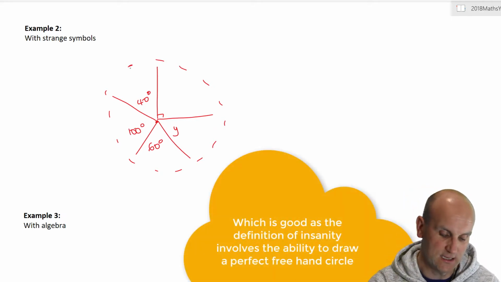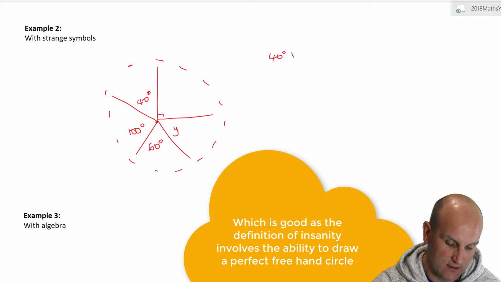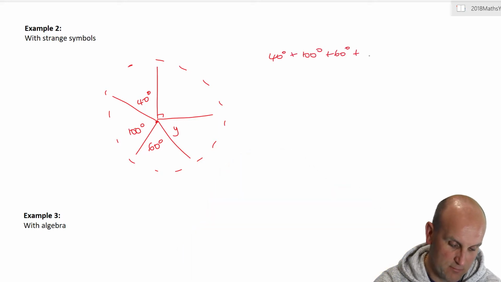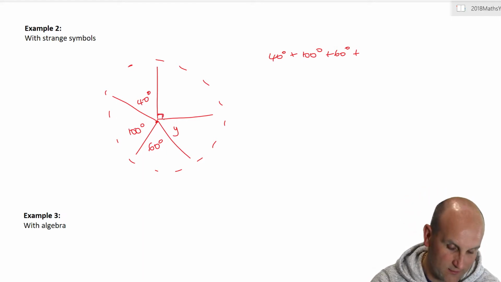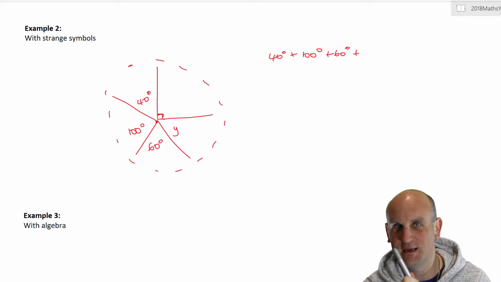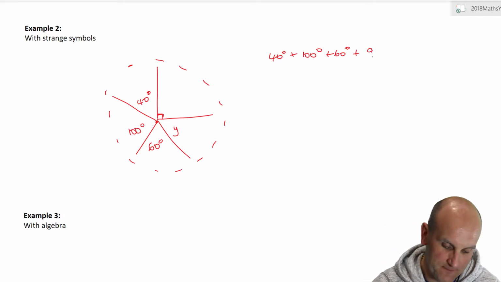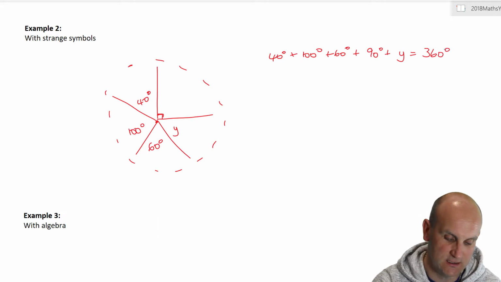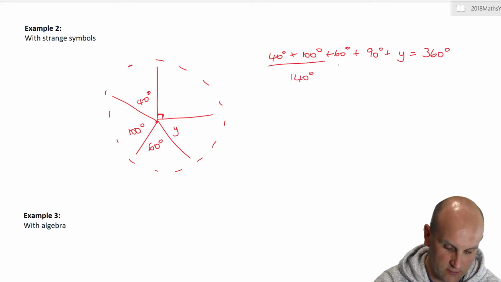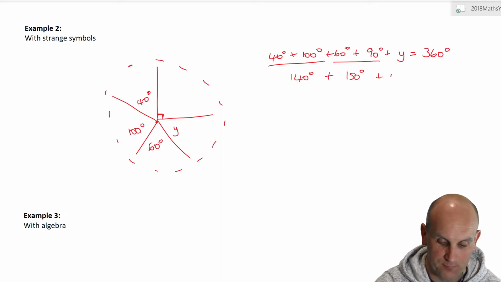means I can use that 40 degrees, plus 100 degrees, plus 60 degrees, plus, hold on a moment, I've got that little funny symbol. What's this little funny symbol all about? Oh, perpendicular, 90 degrees, and plus y gives me 360 degrees. So we've got 40 plus 100, which is 140 degrees. 60 and 90 is 150 degrees. Plus y is 360 degrees.